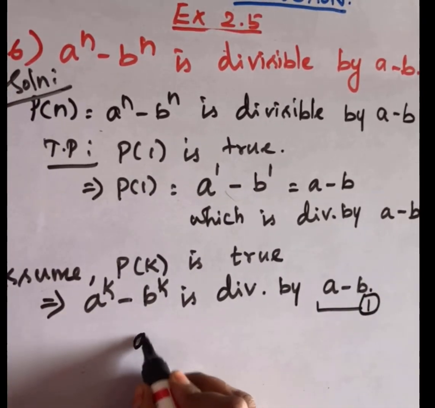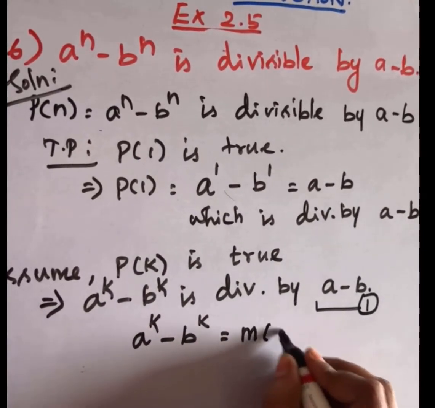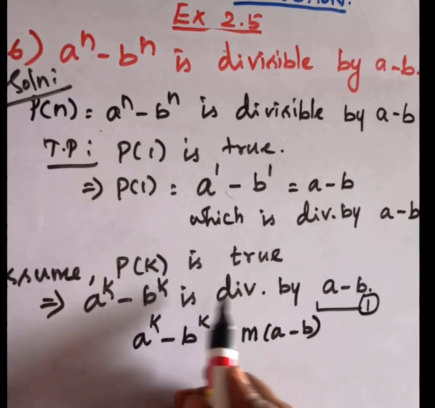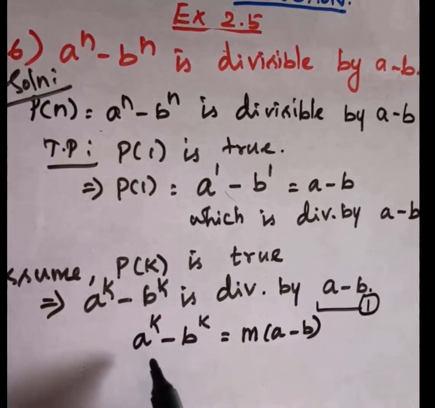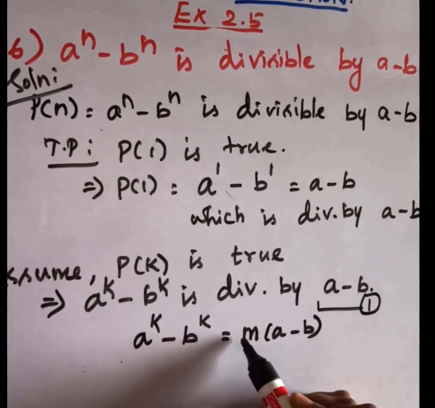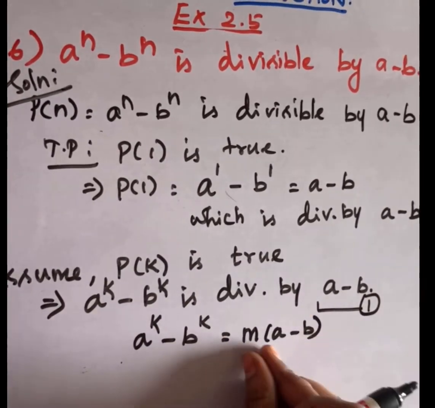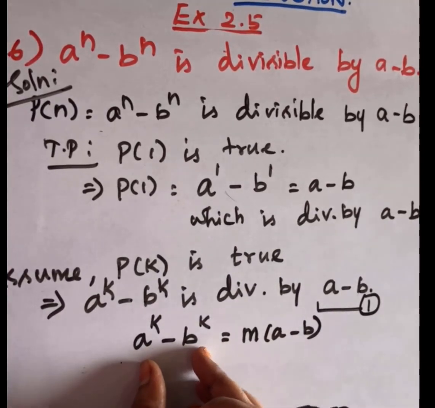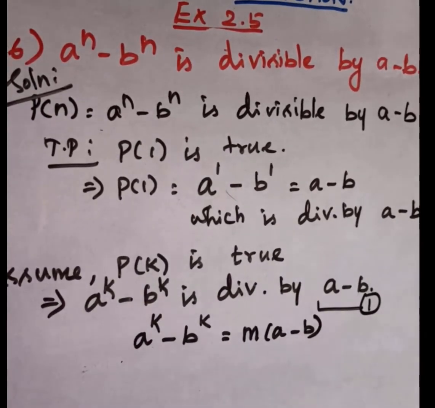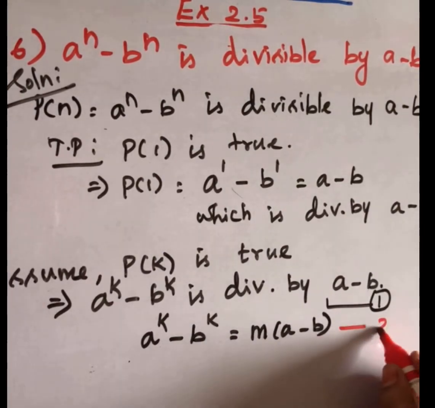So, a power k minus b power k is equal to some multiple of a minus b. Can you understand what I am doing here? a power k minus b power k is divisible by a minus b. So, I write a power k minus b power k as m into some multiple of a minus b. Because this is divisible by a minus b, it is some natural number m multiplied by a minus b. Okay. And it is our equation 2.